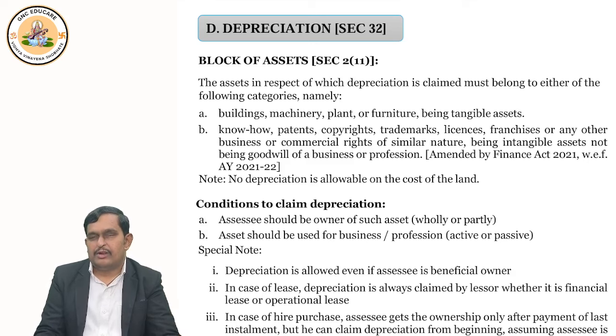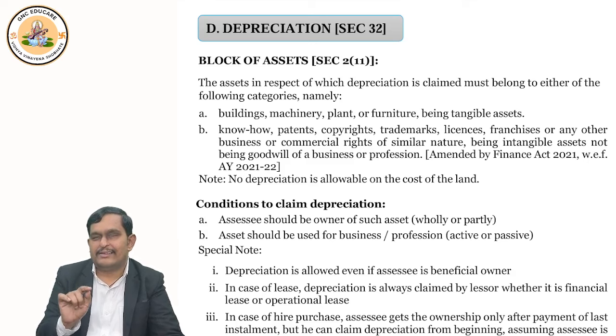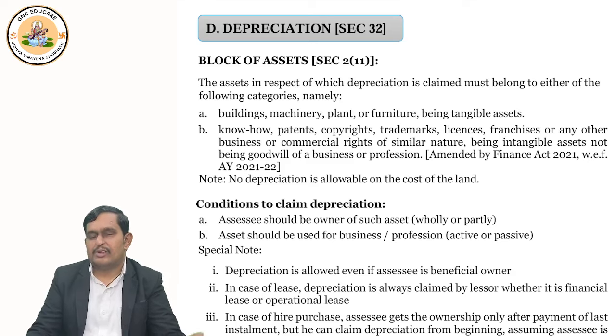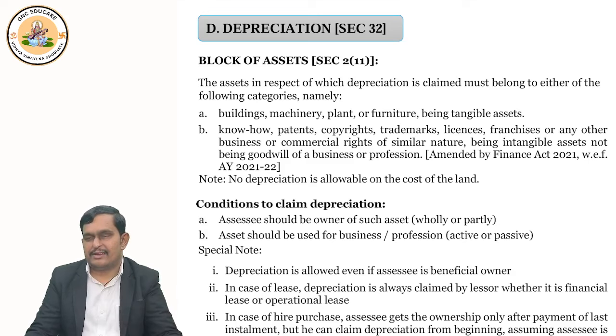Now, we understood what is block. But to claim depreciation, I always said, in accounting you follow the nature. In income tax, we follow the rules. So there are conditions for claiming depreciation. What are those conditions? First condition, the assessee must be the owner of the asset. So to claim depreciation, the assessee must be the owner. When we talk about owner, you should remember it's not only the registered owner. It can also be the deemed owner.